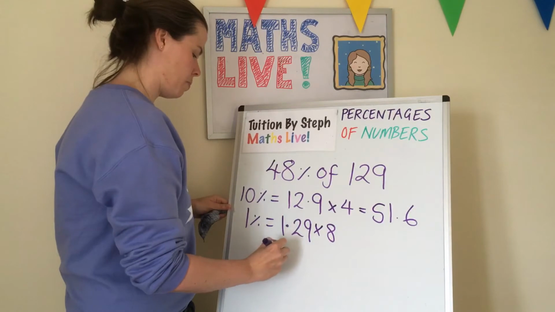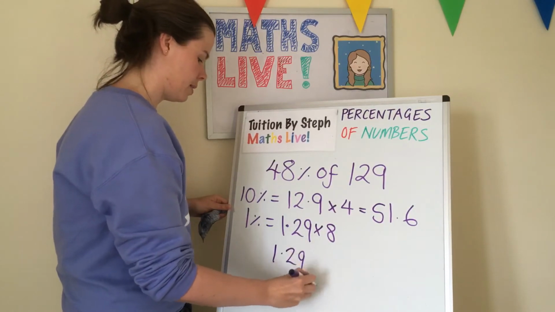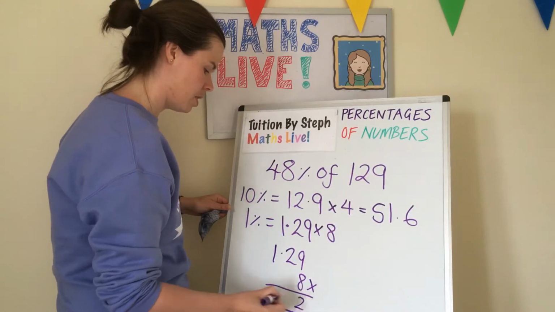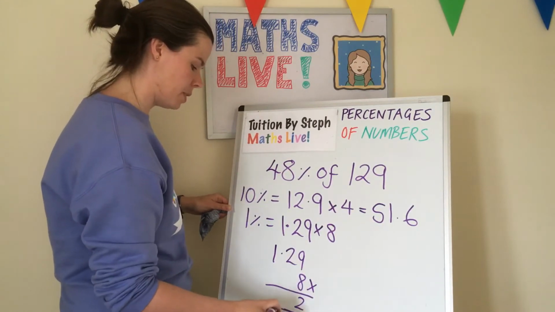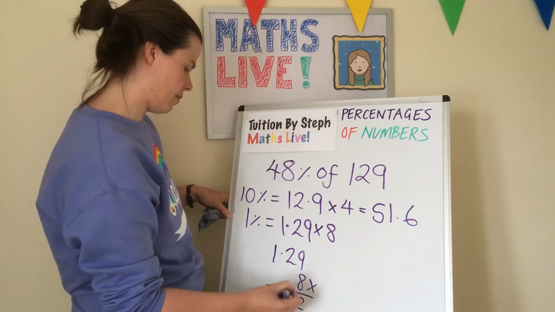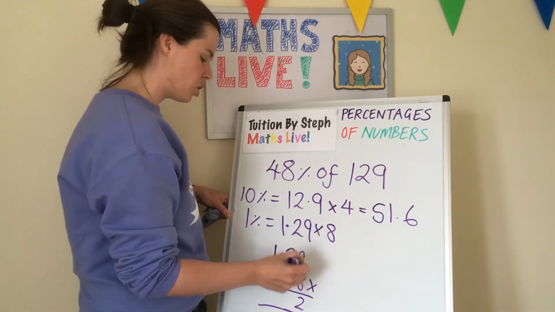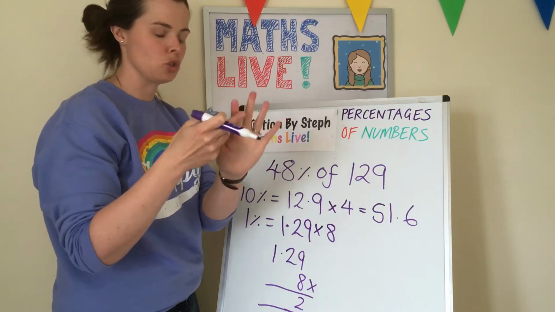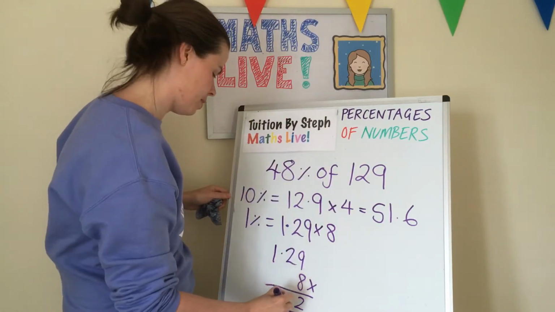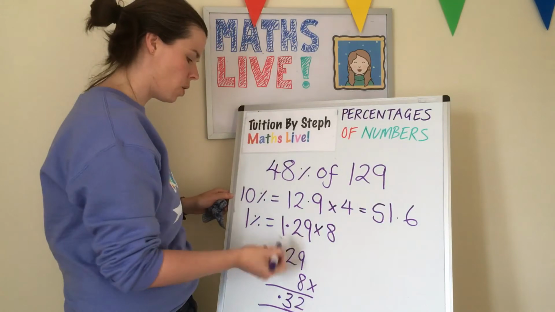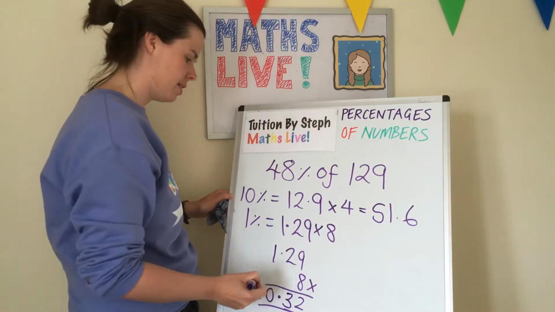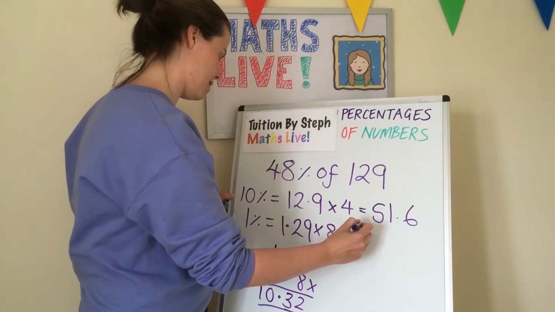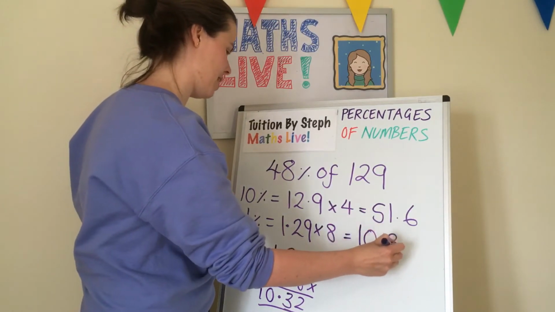Then we do 1.29 times by 8. 9 8s are 72. 2 8s are 16. 9 8s are 72. I'm trying not to get confused there. 2 8s are 16. 16, 17, 18, 19, 20, 21, 22, 23. And 1 8 is 8, 9, 10. So 8% is 10.32.